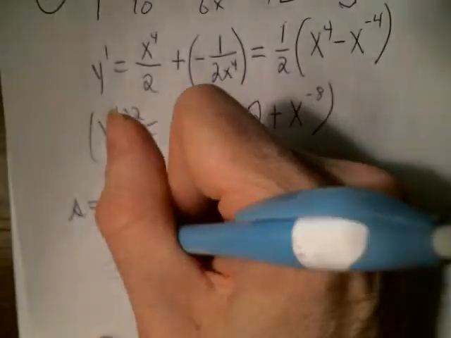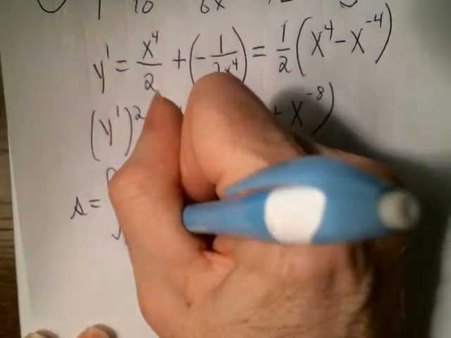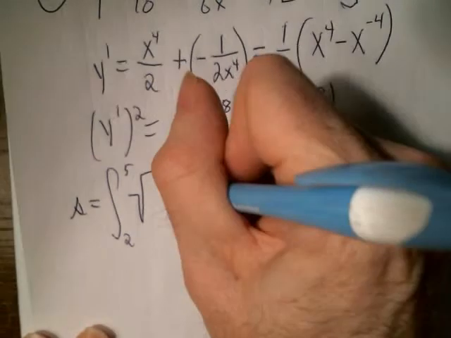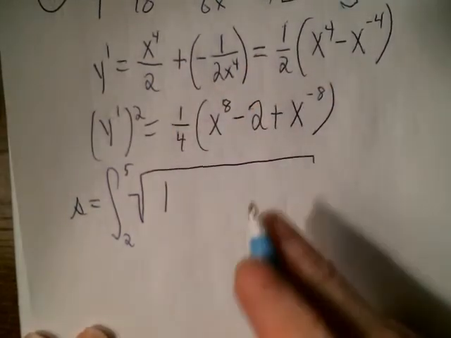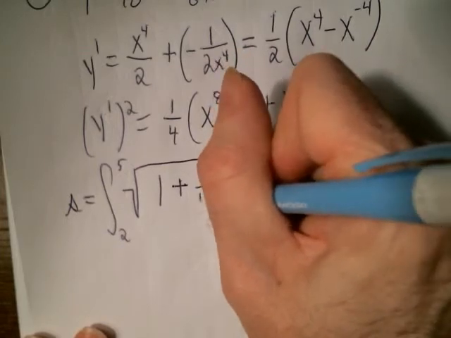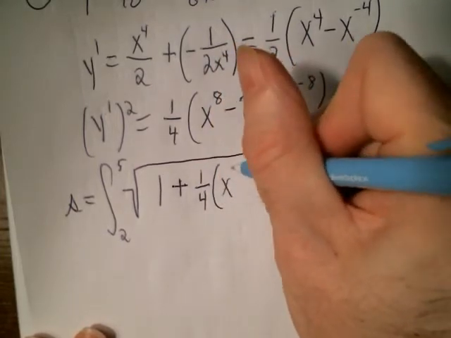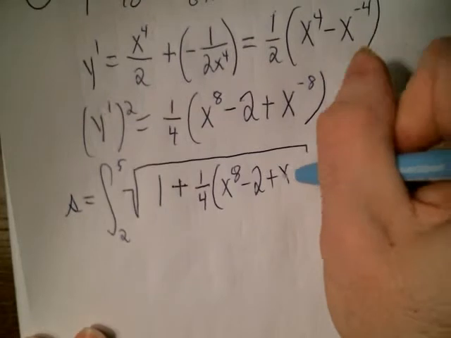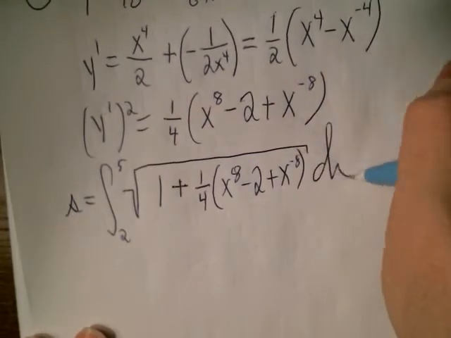So I'm going from 2 to 5 of the square root of 1 plus this business, plus 1/4 times x to the eighth minus 2 plus x to the negative eighth, dx.